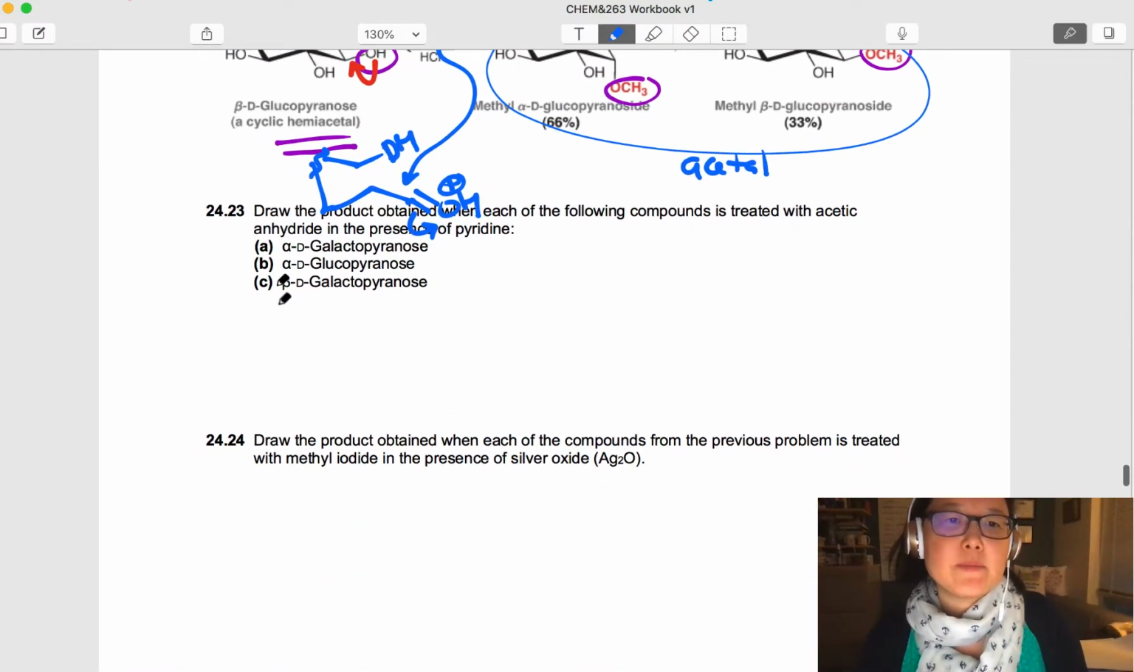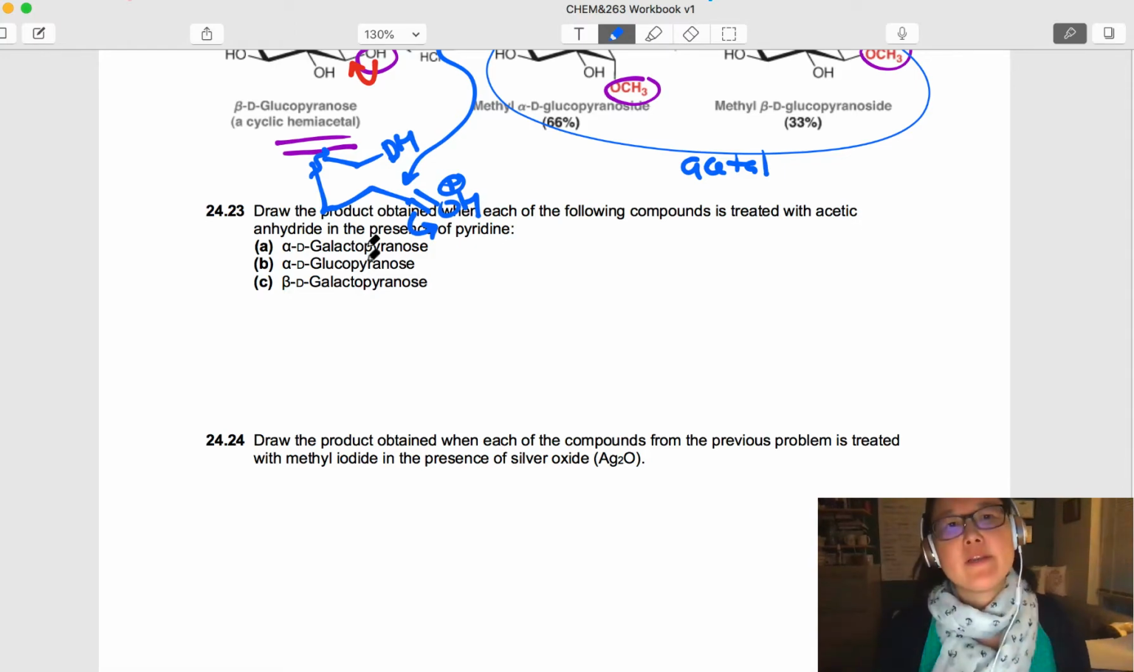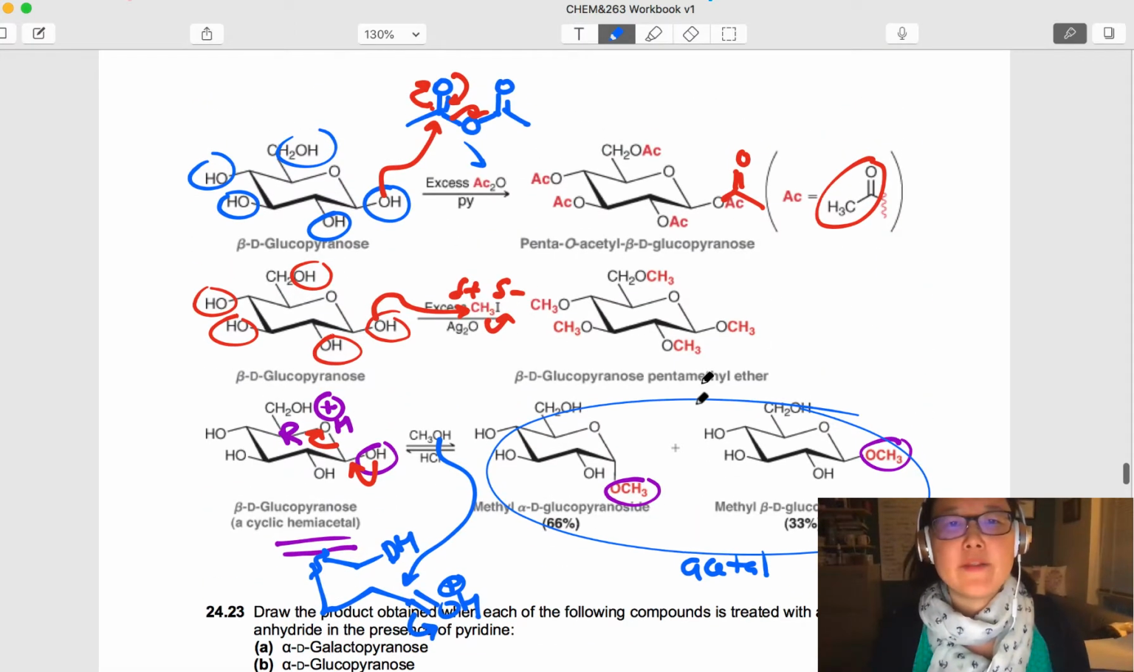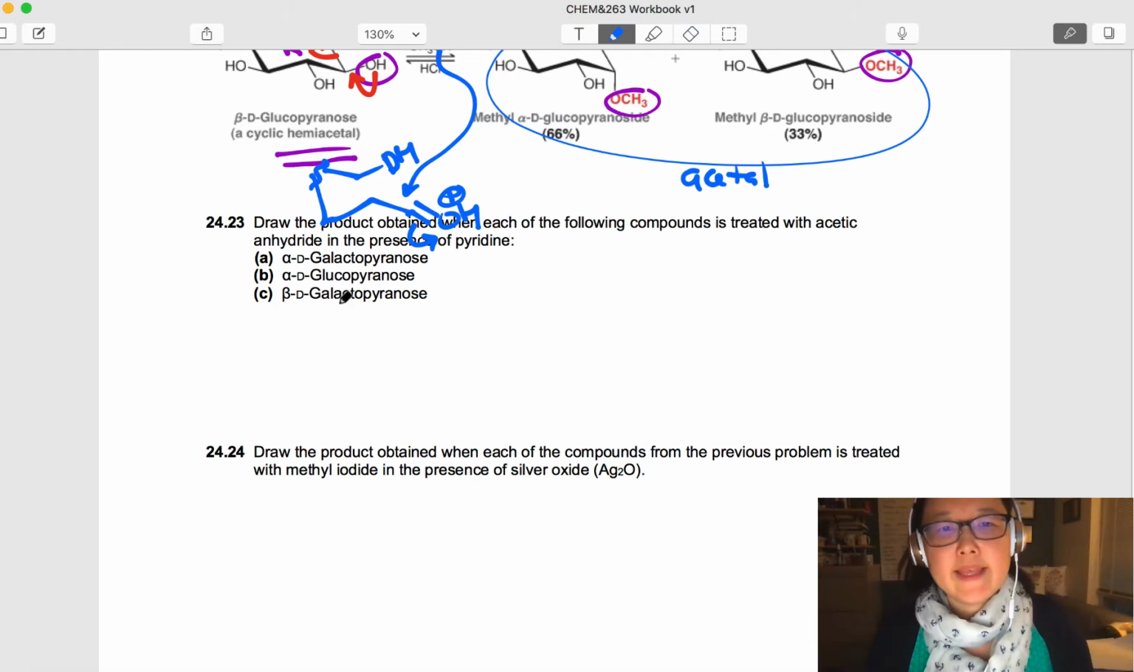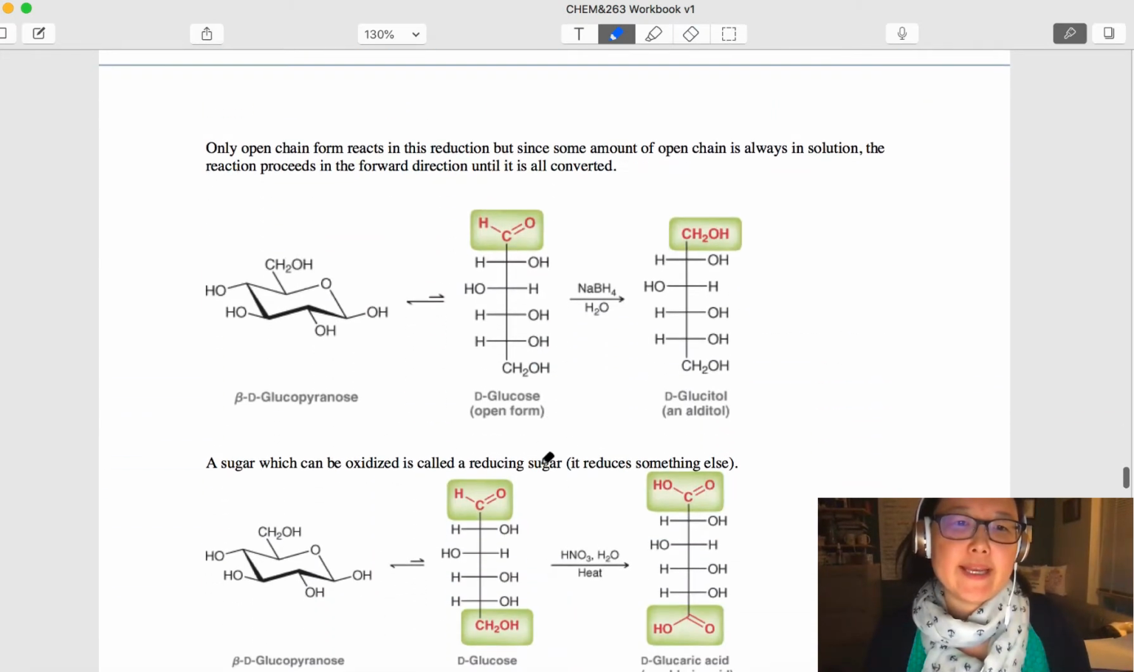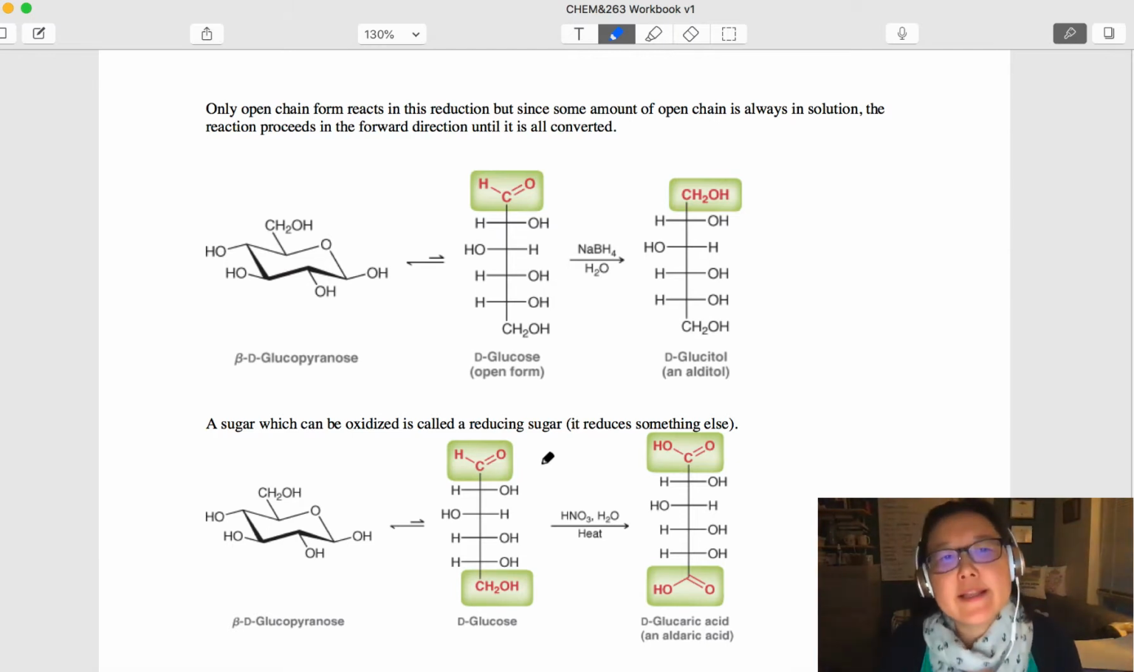Okay, so these are just some practice problems where you use one of these sugars and you practice doing all three of these reactions to it. This is practice with acetic anhydride, and this is practice with the methyl iodide. And now let's take a look at some other kinds of reactions that could take place with sugars.